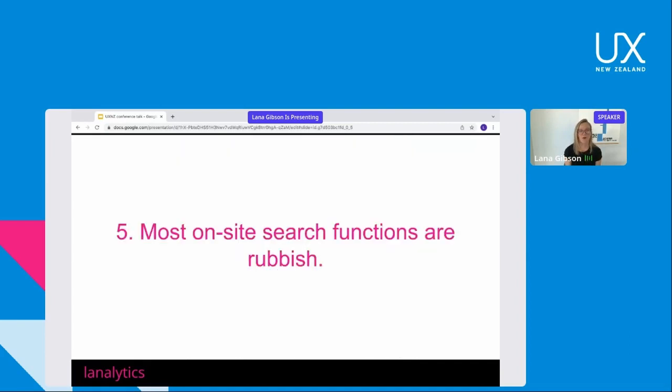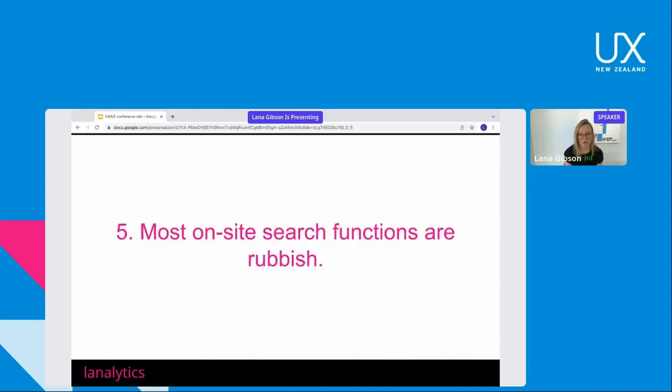Number five, most on-site search functions are rubbish. I really enjoyed the talk before, I think it was Ben talking about Victoria's search, and I've actually got a Victoria University search example too, but it doesn't deal with his algorithm, which I'm sure is amazing. Most on-site search functions are rubbish, and we all know this. We try to search on sites and many of us go back to Google and just try again, right? Because they often don't work very well.